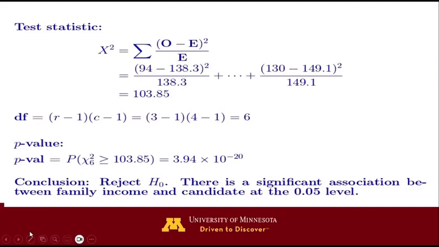Let me write that for you so that you quickly recall. If you write pchisq, you can check your notes: 103.85, comma, and you put the degrees of freedom. The degrees of freedom is 6.